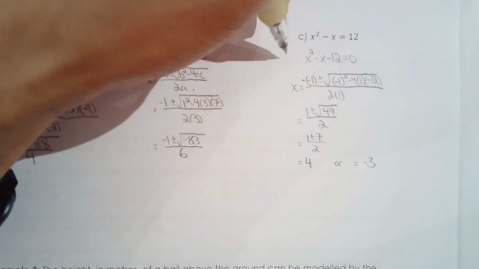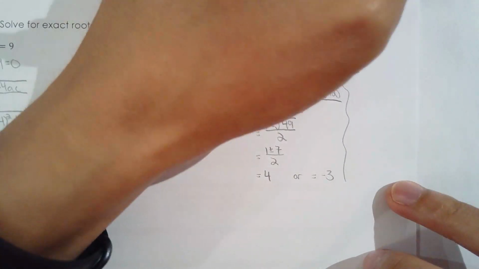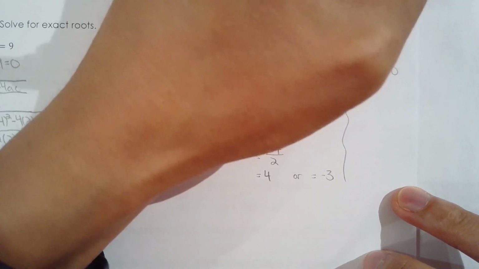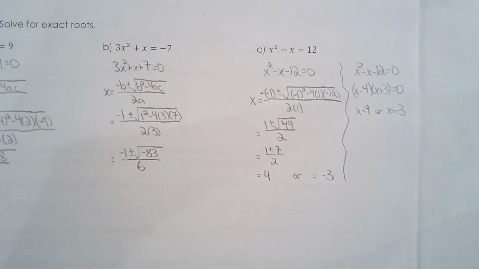So I'll do a side by side. Okay, so once you're at that step, always ask yourself, is it factorable? Because if it is, why go through all that trouble of using this giant formula, right? You don't need it. You don't need it if it's factorable. Just resort to your factoring techniques.